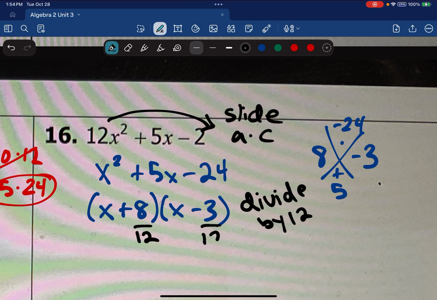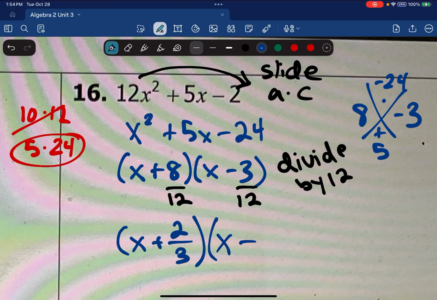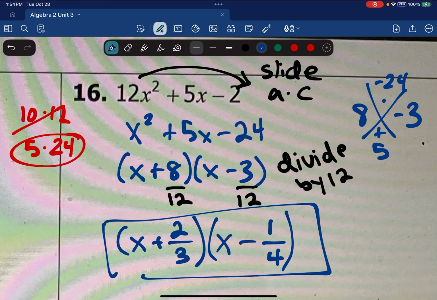which was our A. So now we're going to simplify fractions if we can't divide. So 8 can't be divided by 12, but both the numerator and the denominator are divisible by 4. 8 divided by 4 is 2. 12 divided by 4 is 3, so that's the fraction 2/3. Both of these numbers are divisible by 3. 3 goes into 3 one time and into 12 4 times. So I have these two factors.